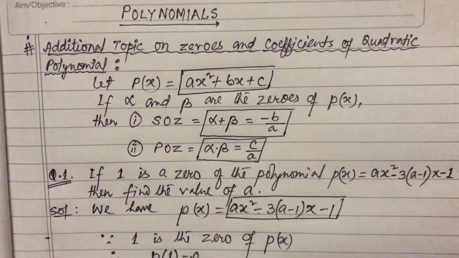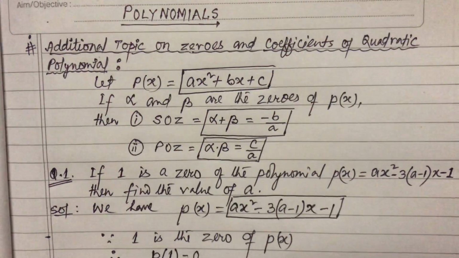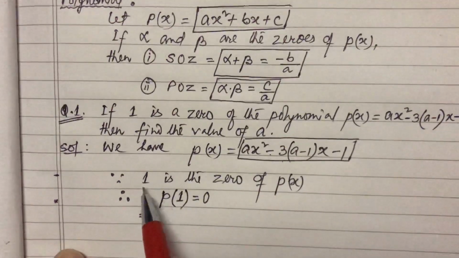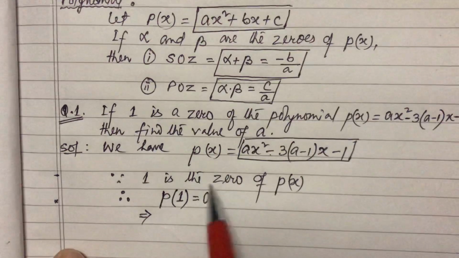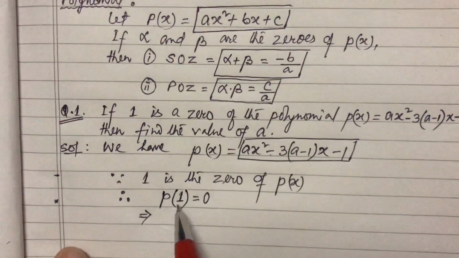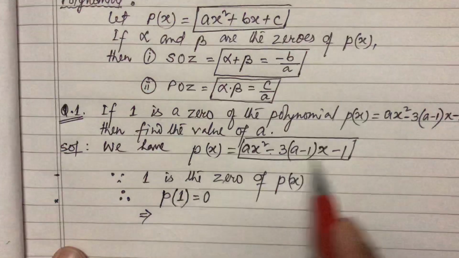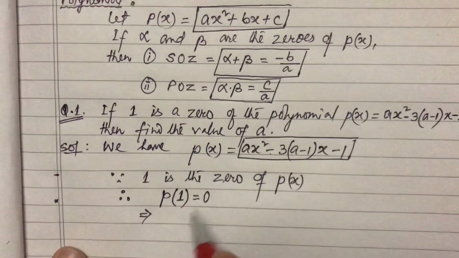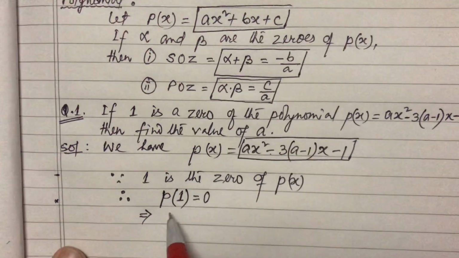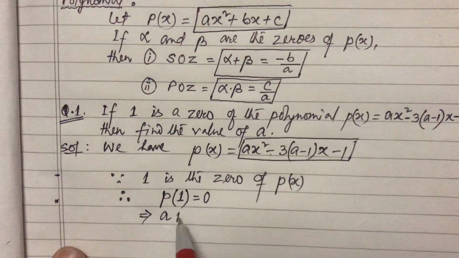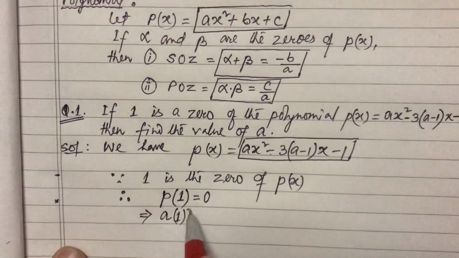Then, since 1 is the zero of p of x, therefore p of 1 is equal to 0. So we'll replace x by 1 in this given polynomial. Okay, so it is a, x is nothing but 1, so we can write 1 square.